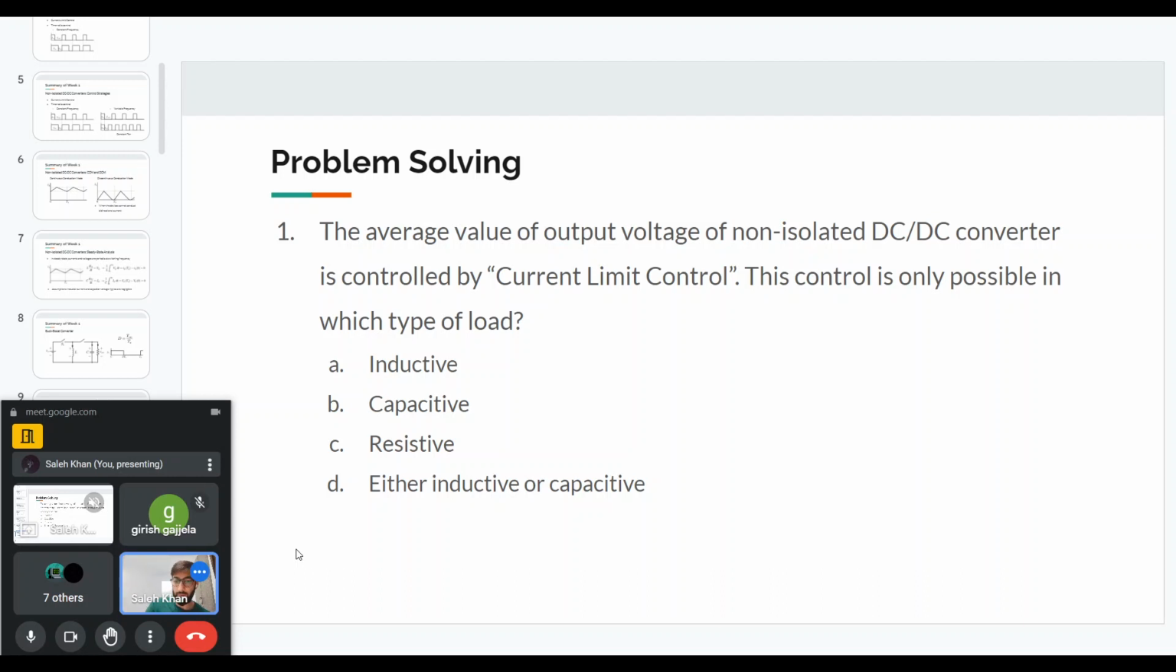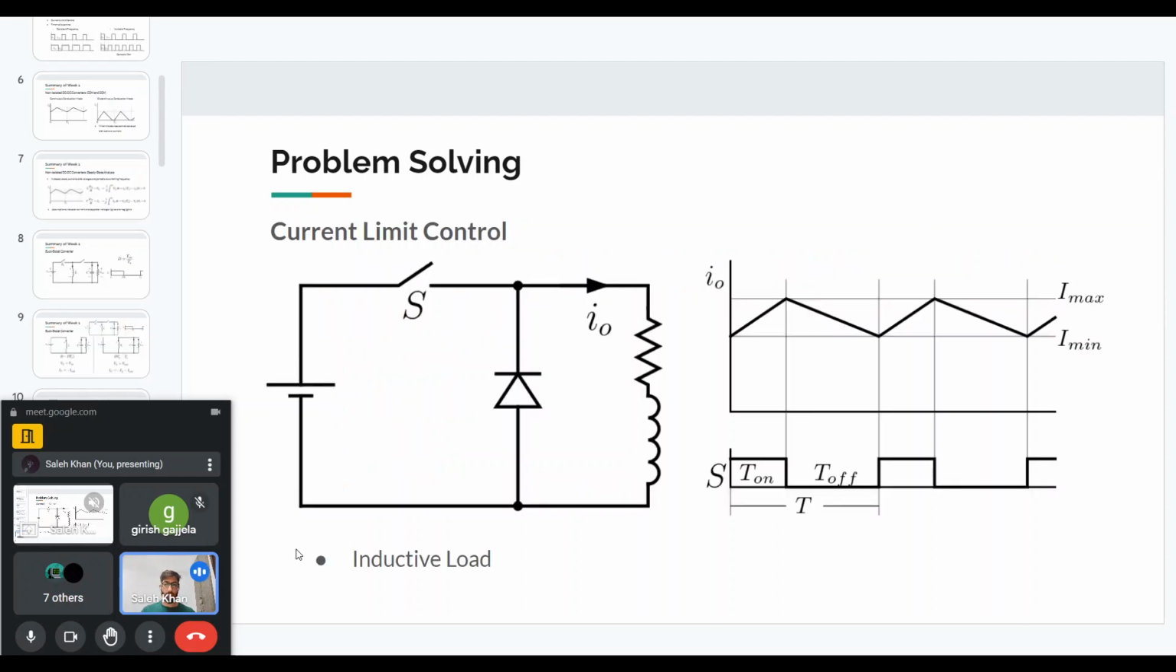So here I'll talk about the current limit control. The question is: the average value of the output voltage for non-isolated DC-DC converters is controlled by current limit control, and this control is only possible in which type of a load? The options are inductive, capacitive, resistive, or it can be either inductive or capacitive. So these are the four options. Some of the students are offering their answers, and let's just see what happens.